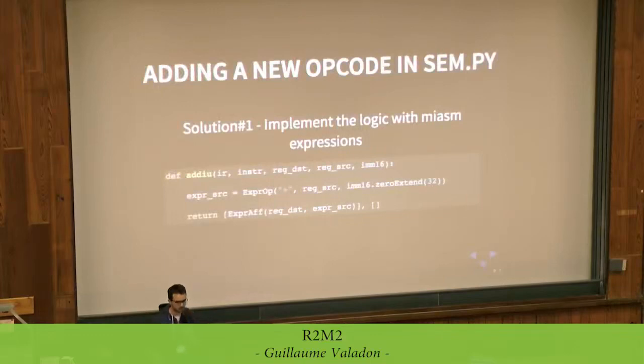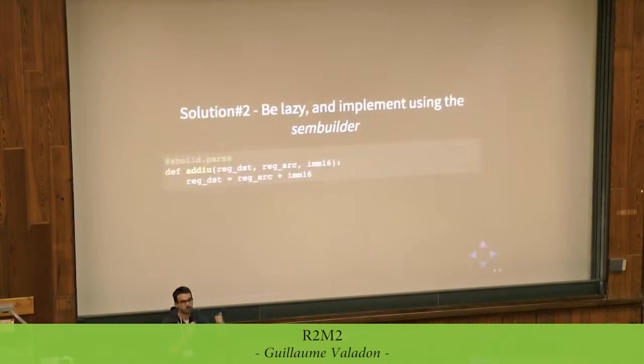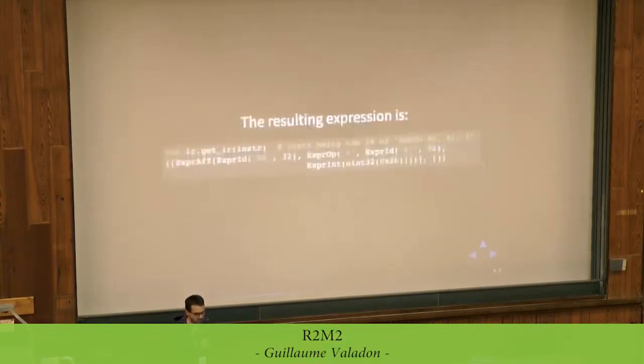If you want to tell miasm how to execute and give the semantics of the instruction, you have two choices. Do it the hardcore way, writing miasm expressions, which you don't want to do. Or you can use this wonderful feature called SemBuilder, where you just define a Python function for your add instruction, adding a source register to an immediate and putting that back into the destination. If you execute it with miasm, you have your miasm expression. That's really powerful, and there's not much to do on my side.